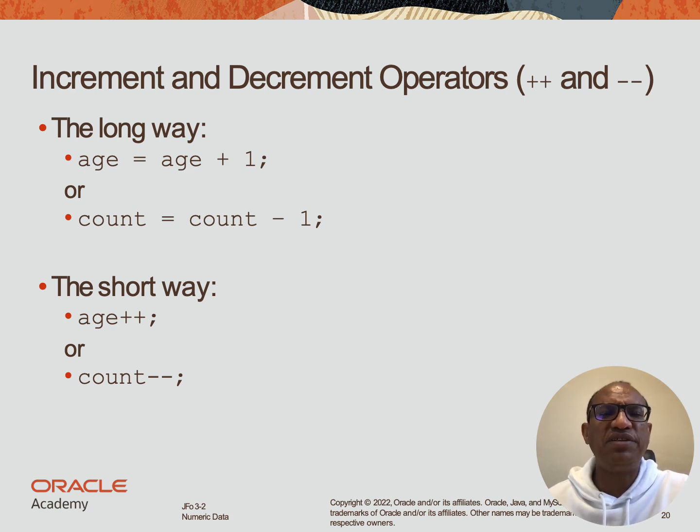A common requirement in programs is to add or subtract 1 from the value of a variable. You can do this by using the plus operator as follows. Age equals age plus 1 or age plus equals 1.